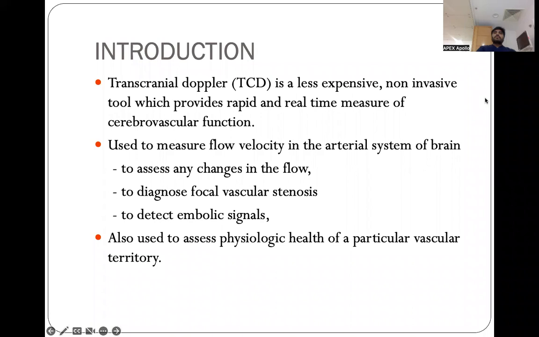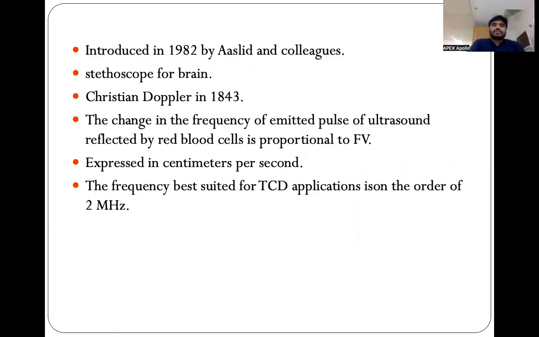Transcranial Doppler is a less expensive, non-invasive tool which provides a rapid and real-time measure of cerebral vascular function. It can assess any changes in the flow velocity, and it can detect vascular stenosis and also detect embolic signals. It was introduced in 1982 by Aaslid and colleagues. It's a stethoscope for the brain.